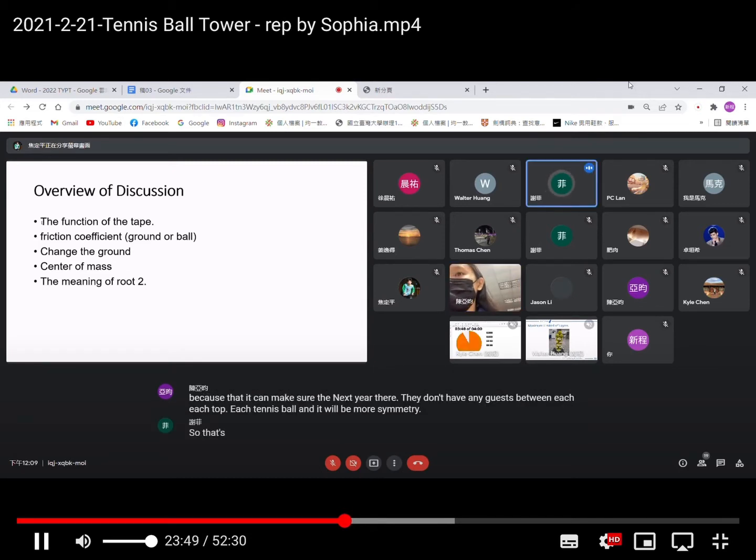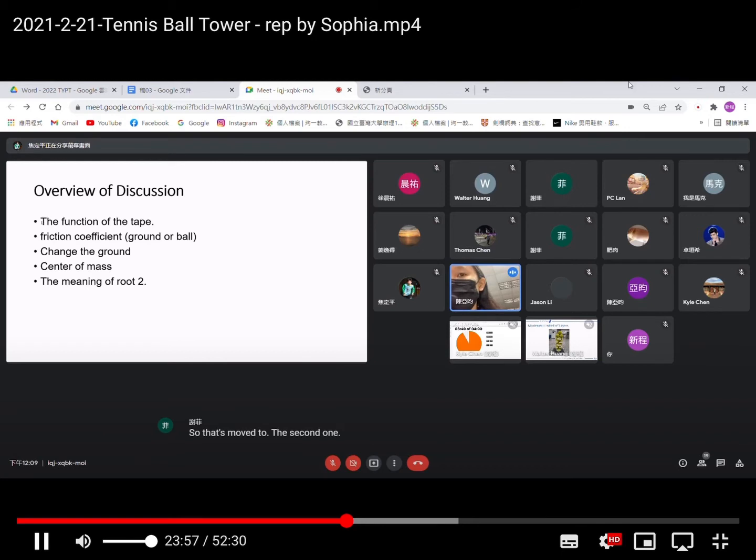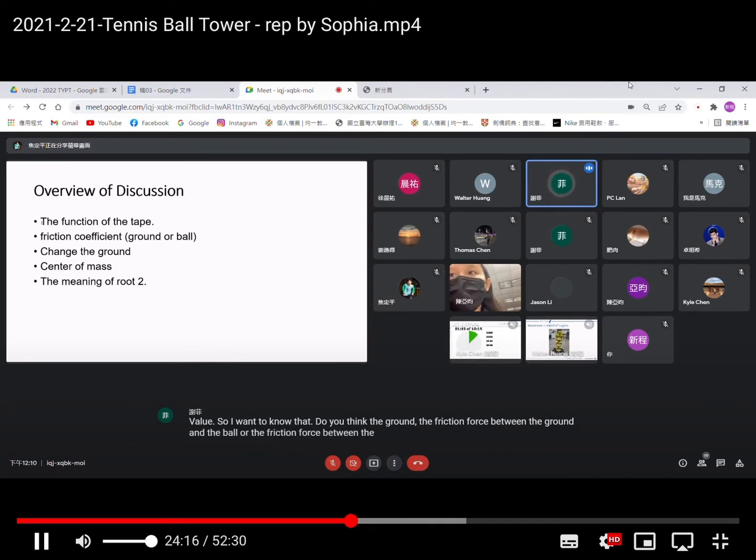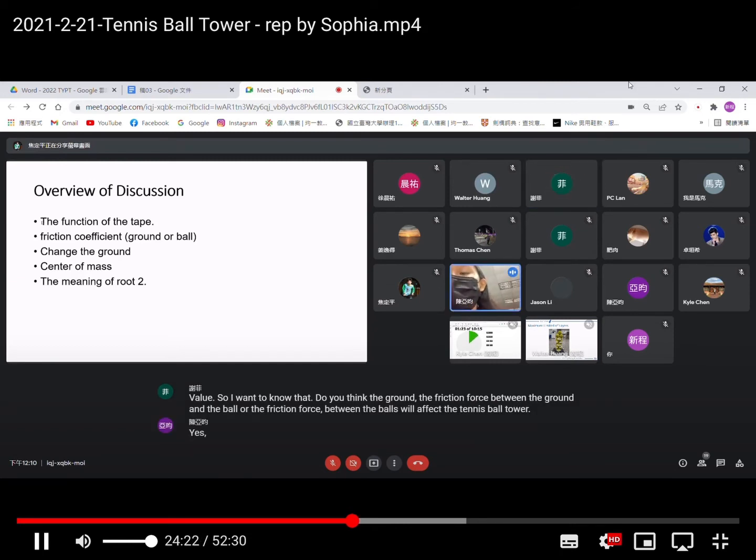So let's move to the second one. You've been calculating the friction coefficient value. So I want to know, do you think the friction force between the ground and the ball, or the friction force between the balls, will affect the tennis ball tower? Yes. Once the coefficient of friction is bigger, the tower is more stable.